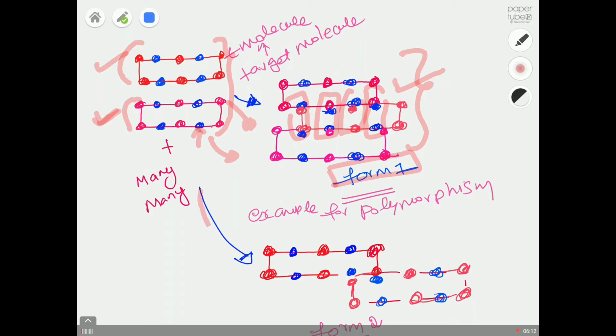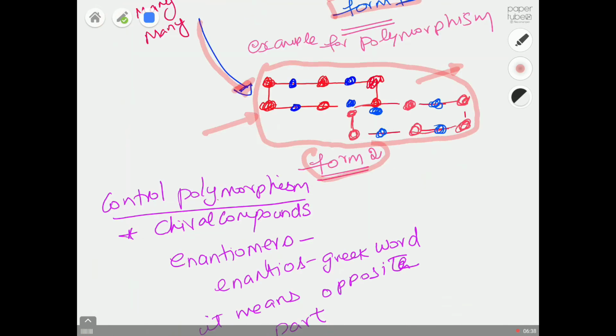And just imagine this can assemble into a different pattern. The assembling pattern can change, but it will still follow the rules of chemistry: red goes to blue, blue goes to red. This may be an elongated crystal. So this is another way the molecule can crystallize. We can give it the name form 2.